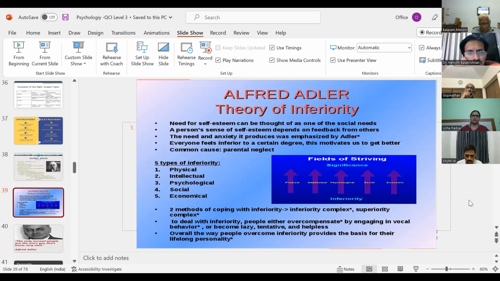There are 5 types of inferiority. One is physical inferiority, where people feel I am unwell, I am not fit, I am lean, I am fat. The other one is intellectual. The third is psychological, the fourth is social, and the fifth is economic. The 2 methods of coping with inferiority are the inferiority complex and the superiority complex. To deal with inferiority, people either overcompensate by engaging in social behavior or become lazy, tentative, and helpless.